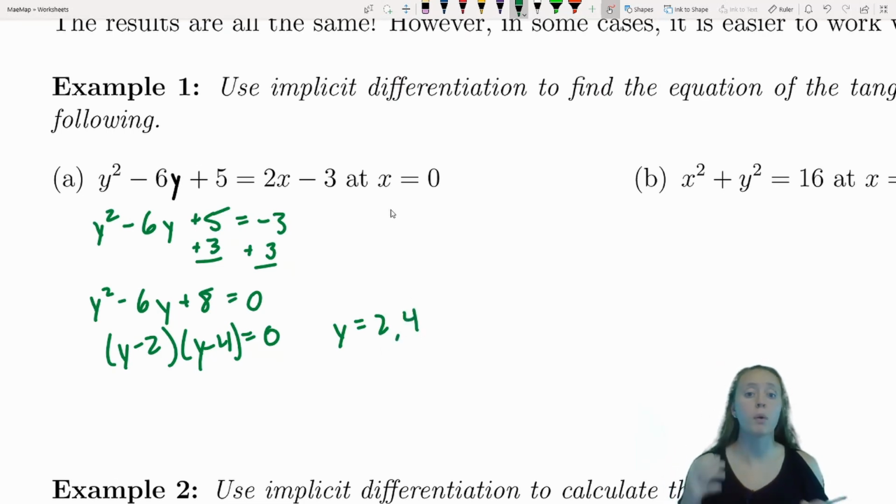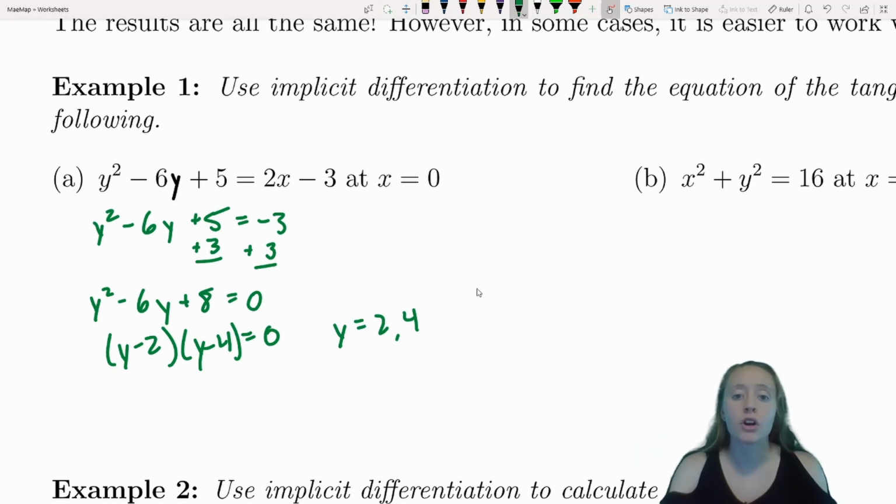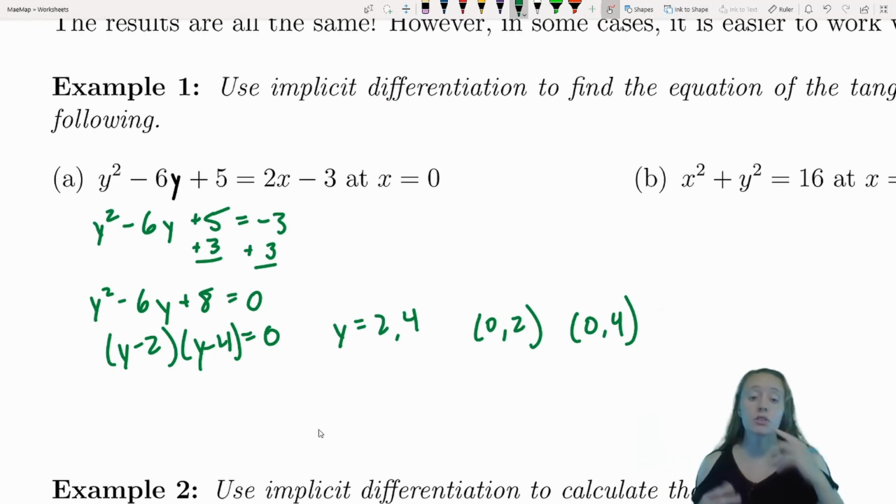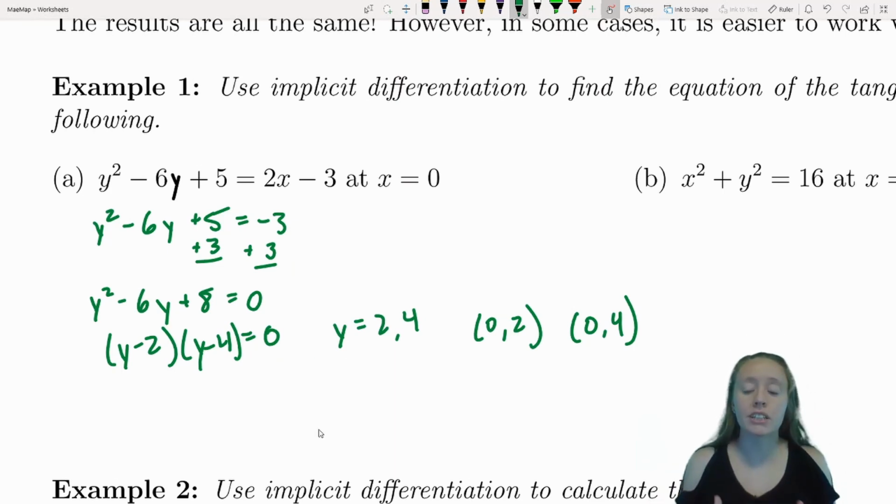So I don't just have one point, I have 2 points that I need to find the tangent line of, because when I have an x value of 0, I have 2 separate function values. So I have the point (0, 2) and the point (0, 4), which I need to find the tangent lines for. So now that I have my 2 points, what do I need? I need the slope at each of those points.